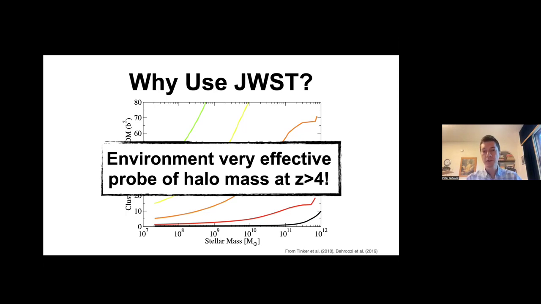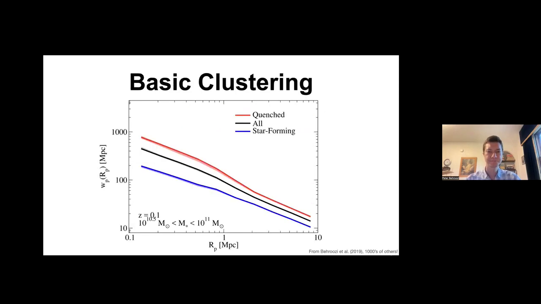Okay. So now that I've done a little bit of motivation, why do we care about clustering or environments of galaxies and black holes at high redshifts?